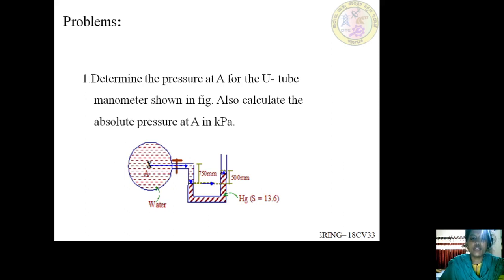Problem on U-tube manometer: determine the pressure at A for the U-tube manometer shown in figure. Also calculate the absolute pressure at A in kilopascal. See, this is the U-tube manometer given, where the point A is shown here, whose pressure is to be determined. They have given a U-tube manometer containing mercury. The height of mercury in the right limb is 500 mm, whereas in the left limb it is up to the datum line, and the liquid height in A in the left limb is given as 750 mm.